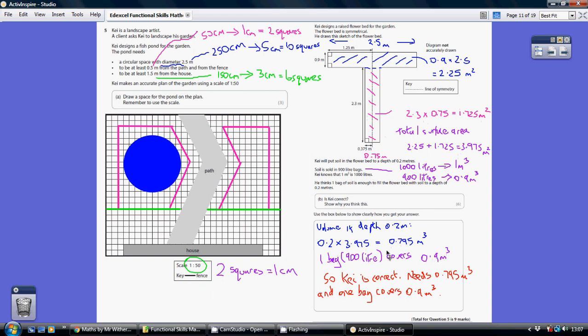Alternatively, you might have been comparing litres. You'd be comparing 795 litres to 900 litres. So yes, Kai is correct, and 1 bag is enough, because 1 bag covers 0.9 meters cubed, and we only need 0.795 meters cubed. So Kai is correct.